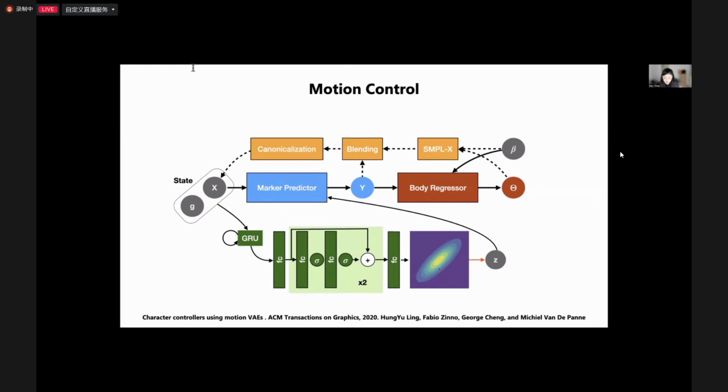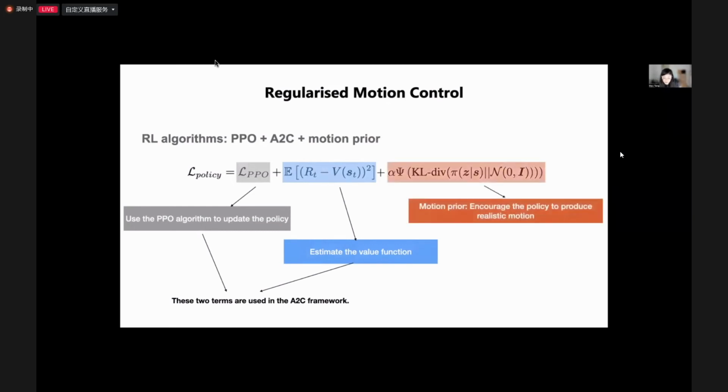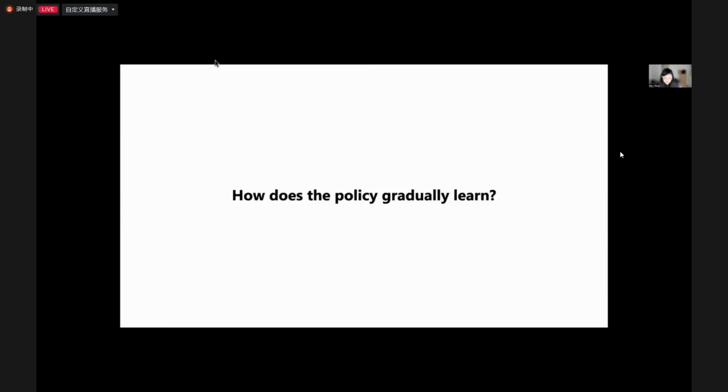To train that, we need to define a reward, and our reward includes the path following reward. The virtual human should try to follow the path from the initial position to the target location. And also a body orientation reward, a valid body pose reward, some body pose prior, and a goal reaching reward. If the policy can reach the final goal, it should get a high reward. With this reward, we can update the policy network using the PPO algorithm in the advantage actor-critic framework. Importantly, we use a motion prior loss to regularize the policy output in order to produce realistic human motions. Okay, so this is our RL algorithm. And how does this policy gradually learn?